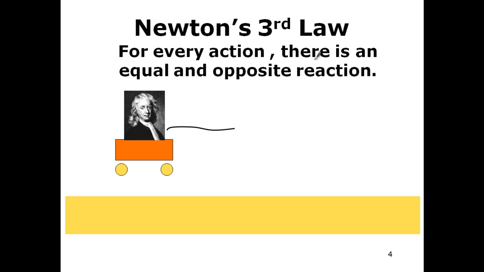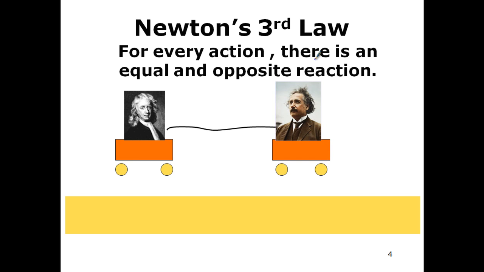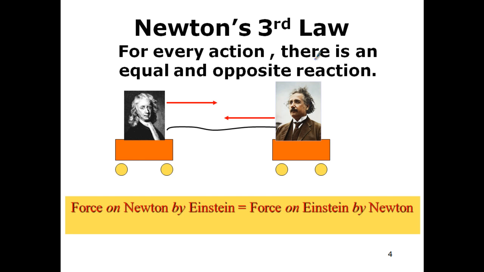There's Sir Isaac Newton. And there's Mr. Albert Einstein. They're both in wagons because that's what scientists like to do, play in wagons. And they both exert a force on each other. So the force on Newton by Einstein equals the force on Einstein by Newton because of equal and opposite.